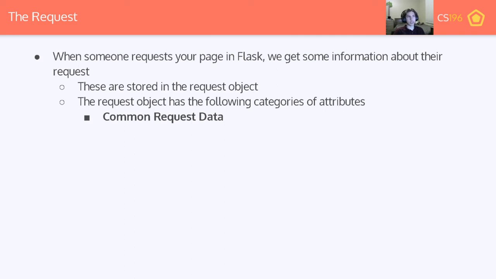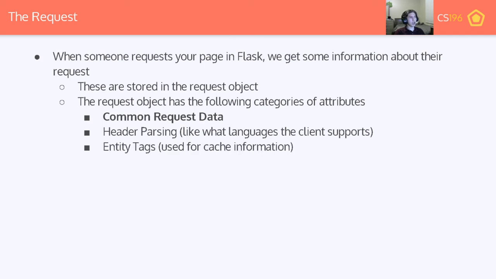Requests are stored in the request object, and they have categories of attributes. Requests and responses, for that matter, which we will not discuss in as much detail right now, are massive objects, huge objects with many properties. But we're going to look at some of the categories, and then we'll break down specifically this common request data category. So we have the common request data. We have header parsing attributes. These are things like what languages the client supports, what encodings the client supports for text, like UTF-8, things like that. We have entity tags, which are generally used for cache information.